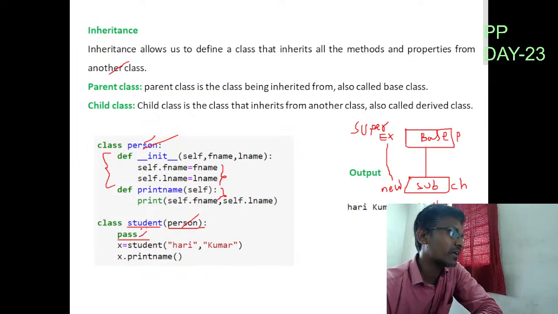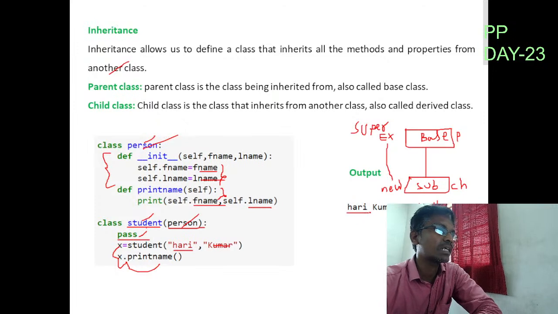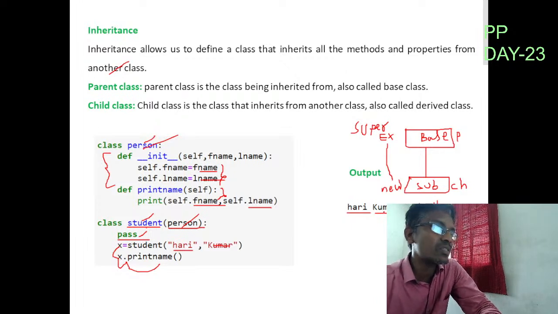After that I'm going to create the object for student, and I'm going to assign the value Hari for the first name and Kumar for the last name. Then I want to access it by using the x variable followed by the dot operator, and I want to access print name. Then it will go and print the first name and last name, so we'll get the output Hari and Kumar. Hari is the first name and Kumar is the last name. So deriving a new class from an existing class is called inheritance.